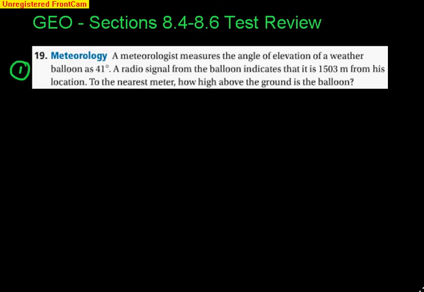It says a meteorologist measures the angle of elevation of a weather balloon as 41 degrees. A radio signal from the balloon indicates that it is 1,503 meters from his location to the nearest meter. How high above the ground is the balloon?